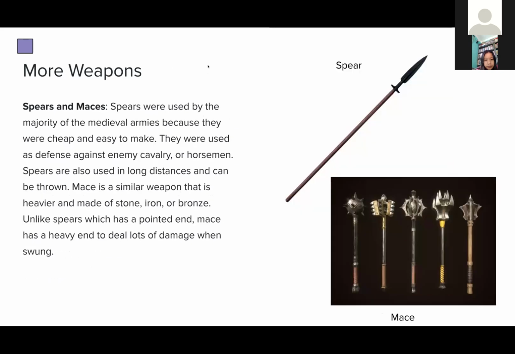Spears and maces. So throughout history, spears have been the most common weapon just because they're super easy and cheap to make, and because they can be used against enemy cavalry or horsemen. They can also be thrown, which is nice. And this is in opposition to the mace. The mace is a lot heavier and it's probably smaller than a spear. In fact, the end is usually made of stone, iron, or bronze, and its potential to deal a lot of damage is when it's swung.